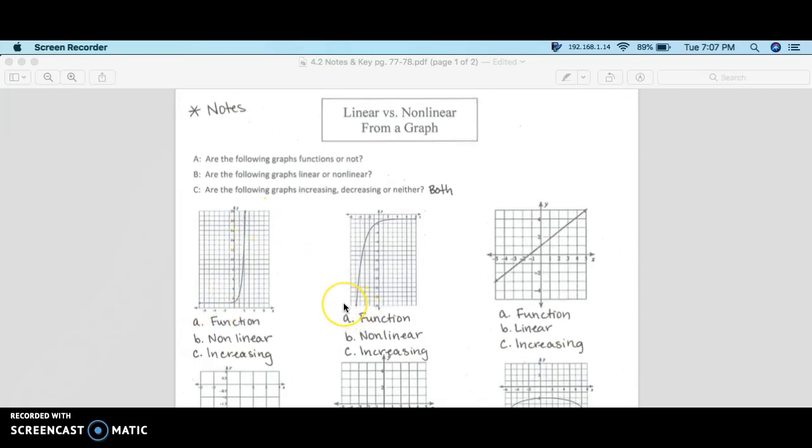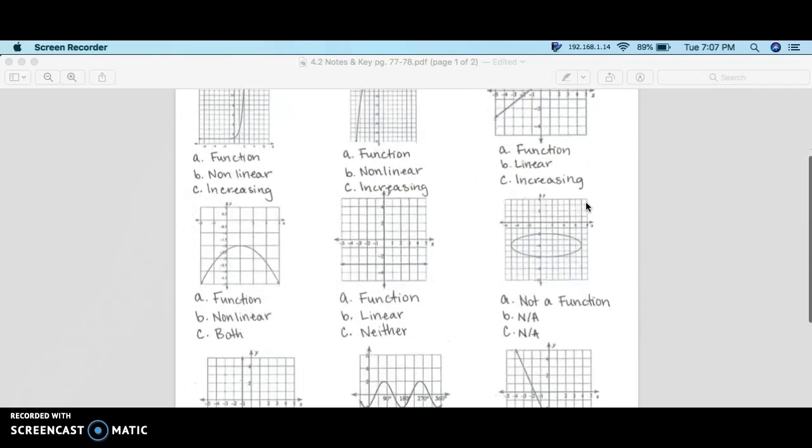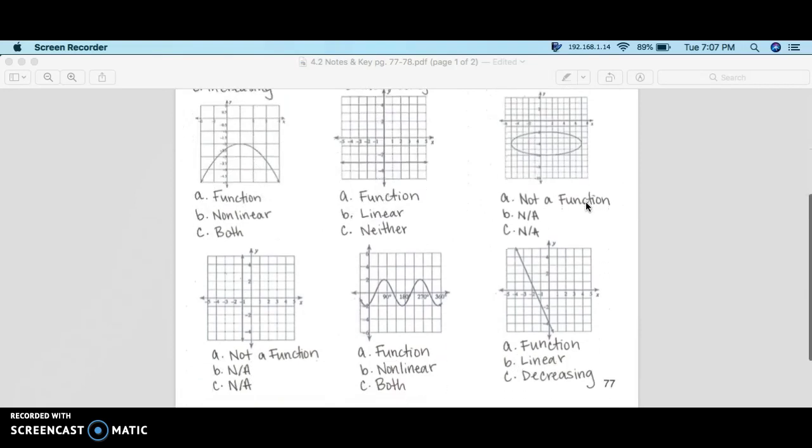Here we also have a function. It's nonlinear and it is increasing. Here we have a function. It is linear and it is increasing because it's going up from left to right. We have about 6 more.